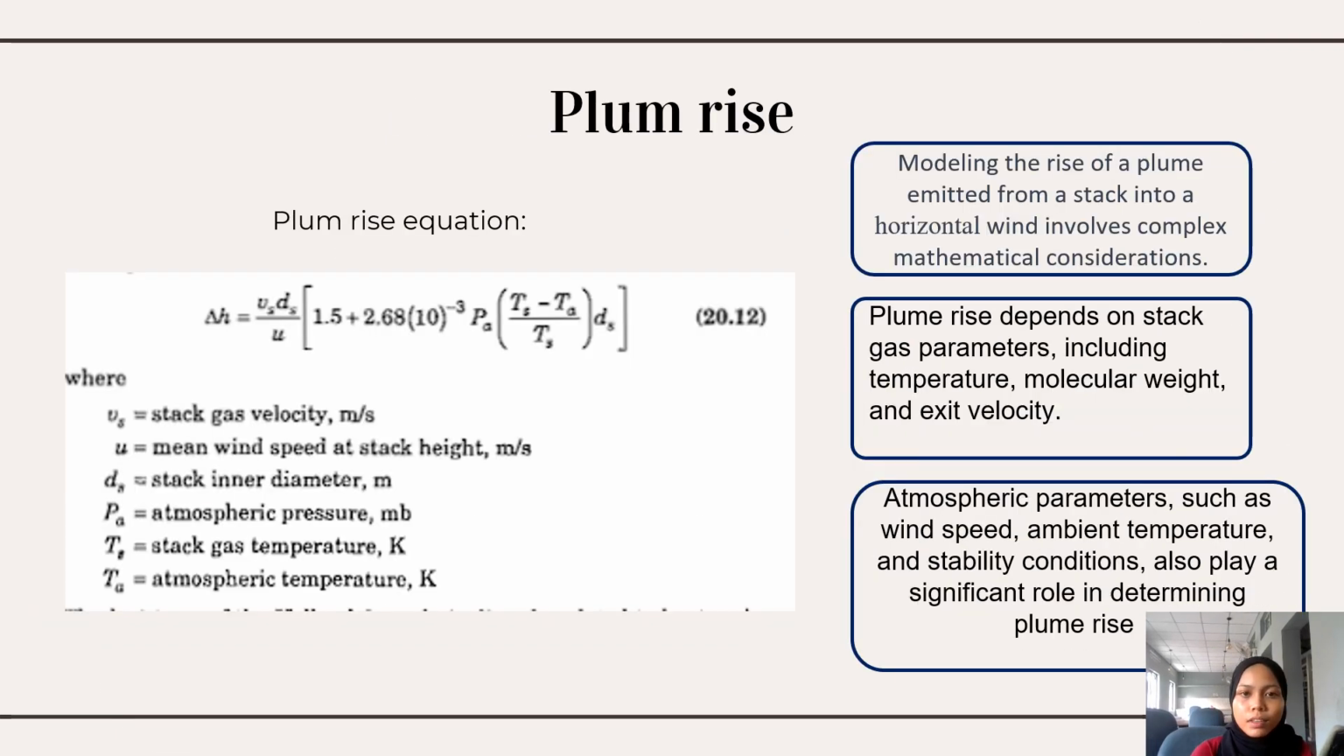And next is the plume rise. This is the plume rise equation, and the modeling of the rise of a plume emitted from the stack into a horizontal wind involves complex mathematical consideration. The plume rise depends on a few parameters such as temperature, molecular weight, and exit velocity of the gas. Besides that, atmospheric parameters such as wind speed, ambient temperature, and stability condition also play a significant role in the plume rise.